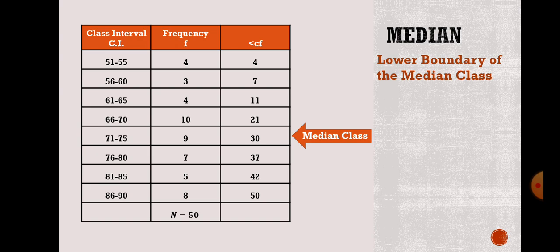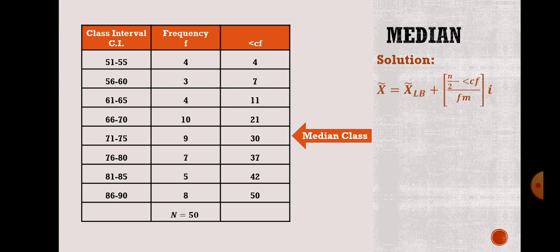So paano kunin ang lower boundary? That is x̃ sub LB would be equal to 71 minus 0.5. Ganun lang po, pagkuha ng lower boundary. So the lower boundary, therefore, will be 70.5. Okay? So after identifying the lower boundary of the median class, we can now proceed to the formula by substituting all the given values. So yung ating lower boundary of the median class, na-calculate natin as 70.5.